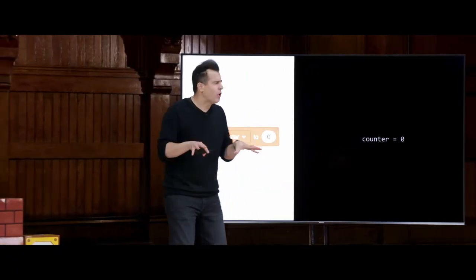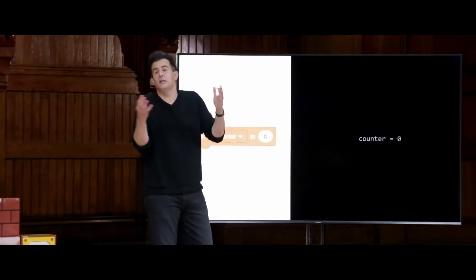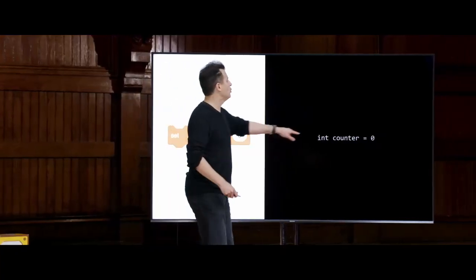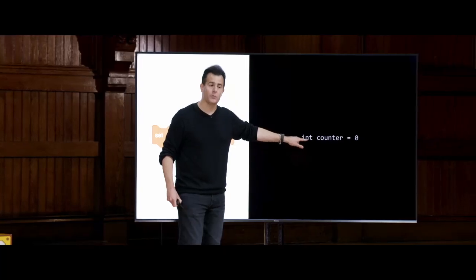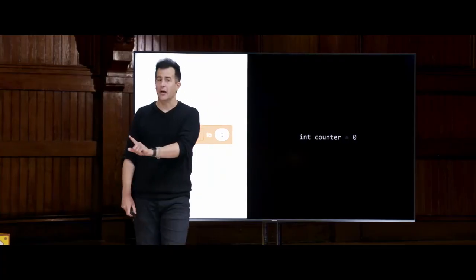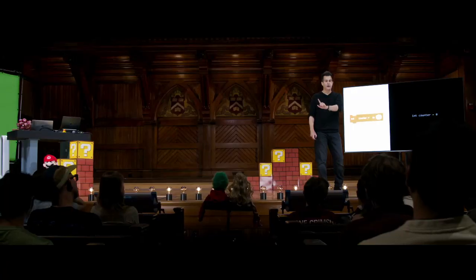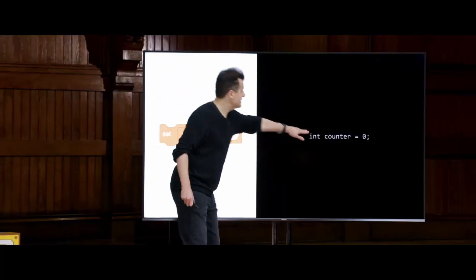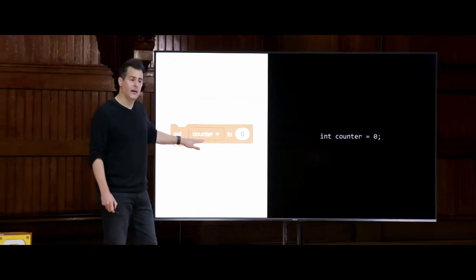Remember that you, the programmer, have to tell the computer, is this indeed a number? Is it a letter? Is it an image? Is it a sound? You have to tell the computer that this is an integer, otherwise written as int for short in C. But there's one other stupid detail that's missing, which is now a semicolon to finish the thought here. But this then is equivalent to this in Scratch.